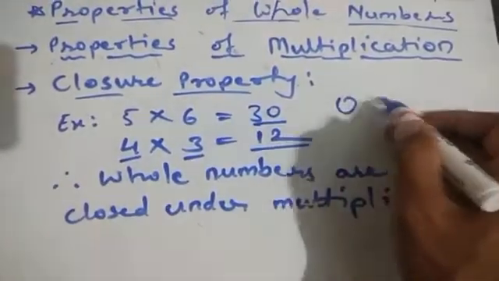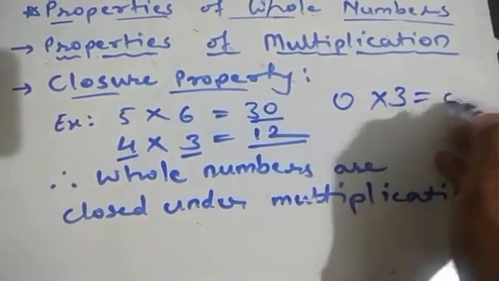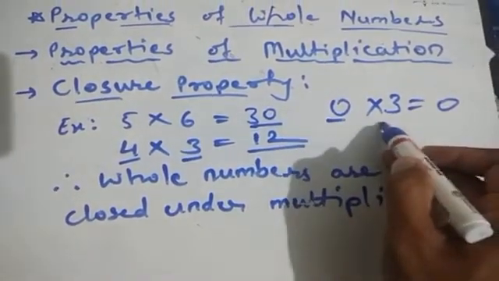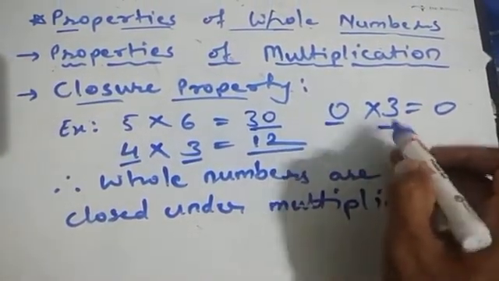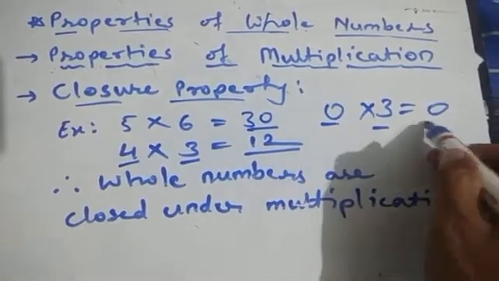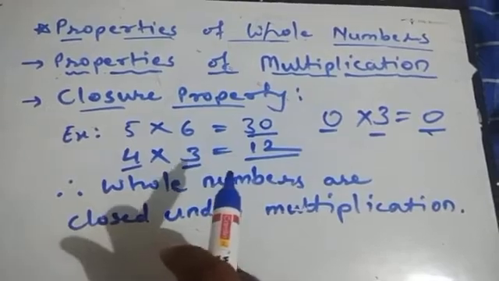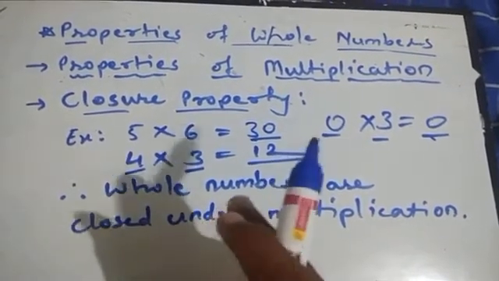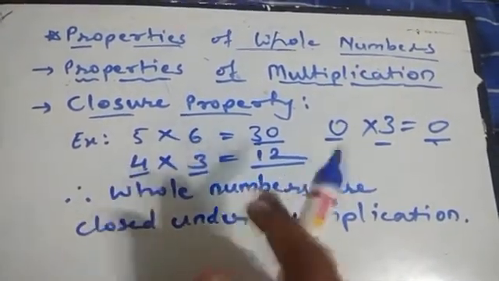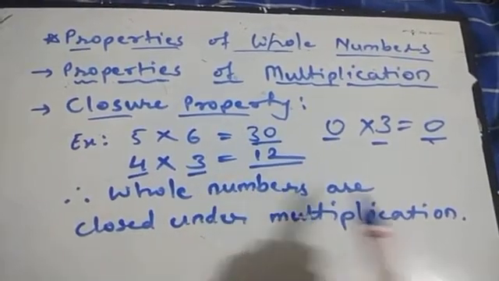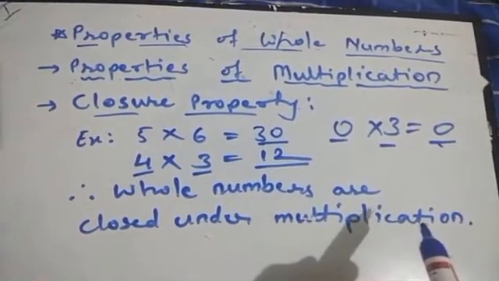Take one more example, 0 multiplied by 3 is 0. We know that 0 is a whole number, 3 is also a whole number, and 0 threes are 0, and 0 is also a whole number. Hence if we take any two whole numbers and multiply, their product will always be a whole number only. That is why we can say whole numbers are closed under multiplication.